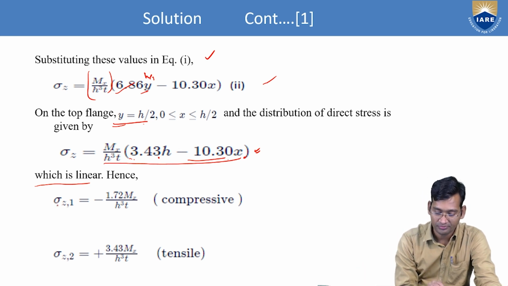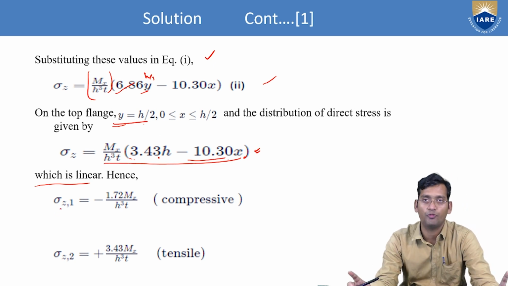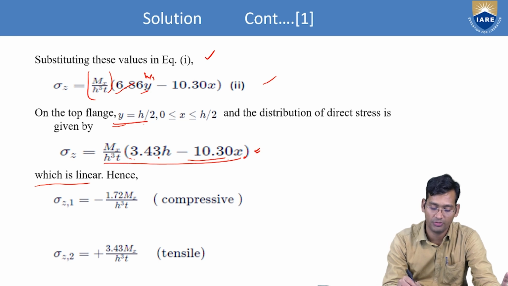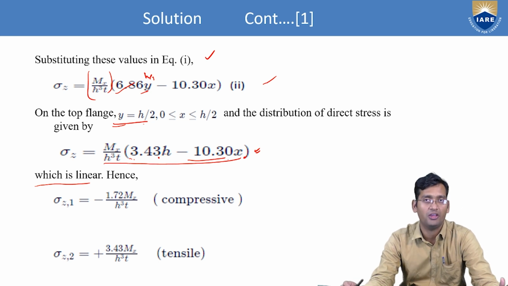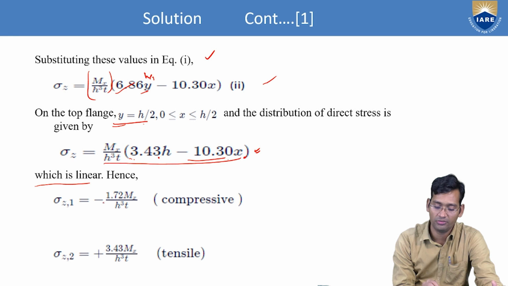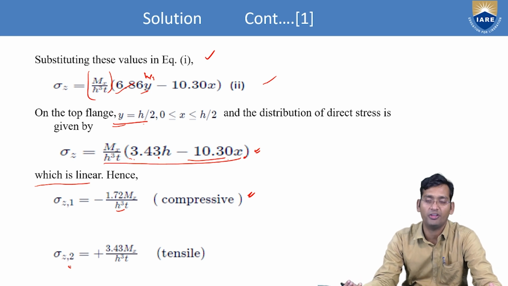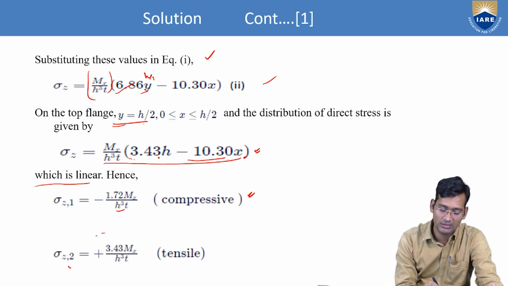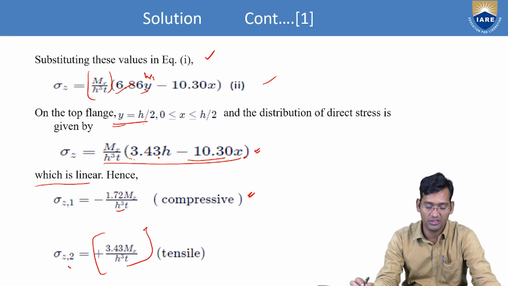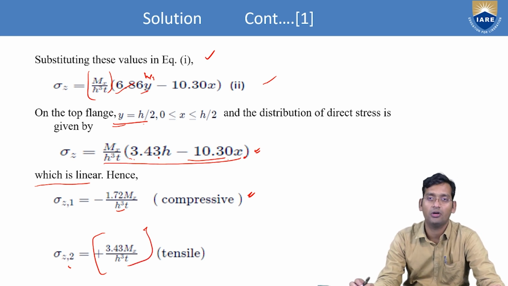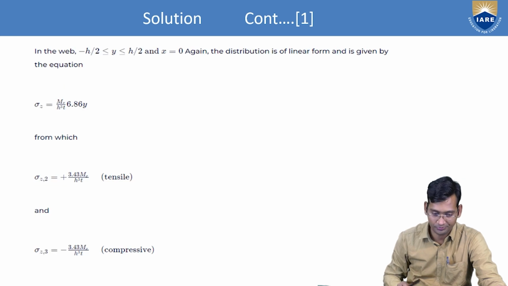Now, after sigma z1 for the first part, whatever the value of x is there, just put the value of x and the value of h that is given, right? So sigma z1 is minus 1.72 Mx by hqt, that is compression. Sigma z2 is again after putting the value of z2, right? What is the value of x and z? What you will get is 3.43 Mz by hqt, that is tensile in nature, right?